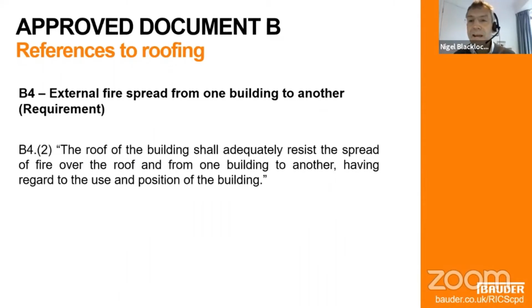Then we come to the main area of Approved Document B that has affected flat roofs for years and years, which is B4. And that, simply put, is that the roof of the building should adequately resist the spread of fire over the roof and from one building to another, having regard to the use and position of the building. That last part is very important: how far away the next nearest building might be, depending on what your roof materials are.